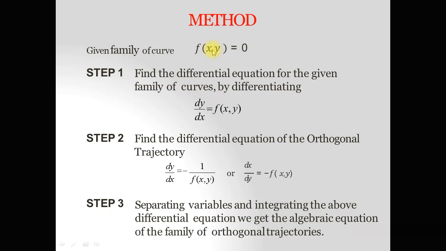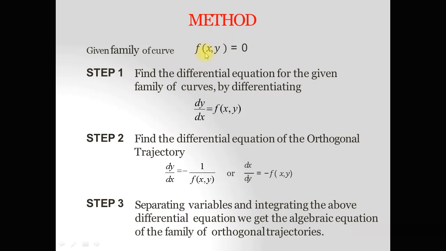By differentiating this function, we obtain the differential equation of the given family of curves. dy/dx is equal to f. Suppose this is the differential equation of the given family of curves. Now in the second step, find the differential equation of the orthogonal trajectory. This is required to find an equation of the orthogonal trajectory for this family of curves. So here we are going to find an orthogonal trajectory for the given family of curves.